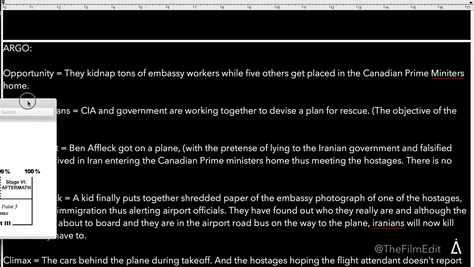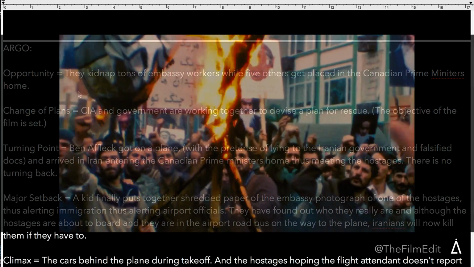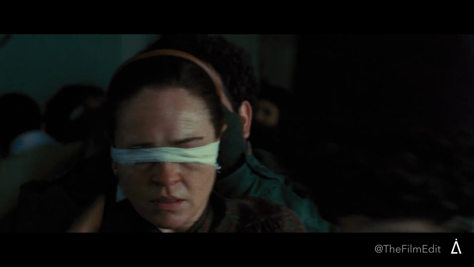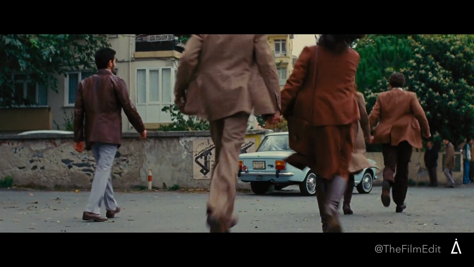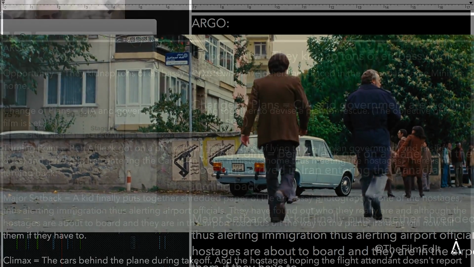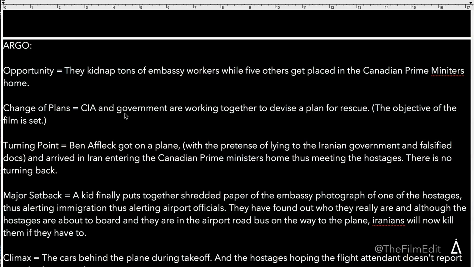So Opportunity is where they kidnap tons of embassy workers while others get placed in the Canadian Prime Minister's home. Obviously, there's a change in their current whereabouts in life, at a given point in time, there's change. Boom, they kidnap tons of embassy workers, while 5 others get placed. Change of plans, turning point number 2, where their objective is set.